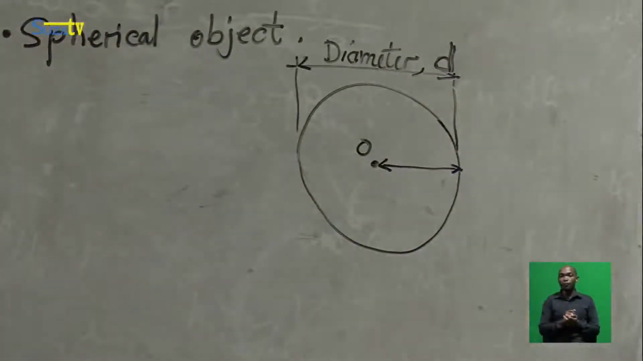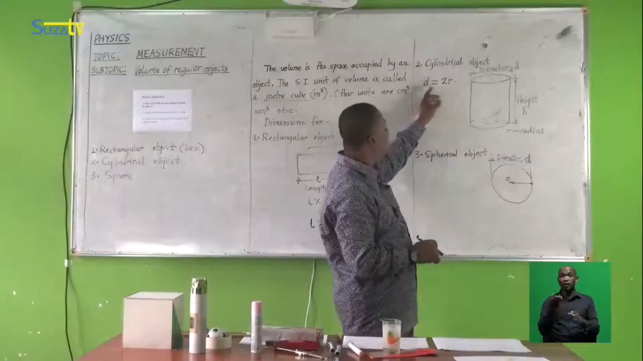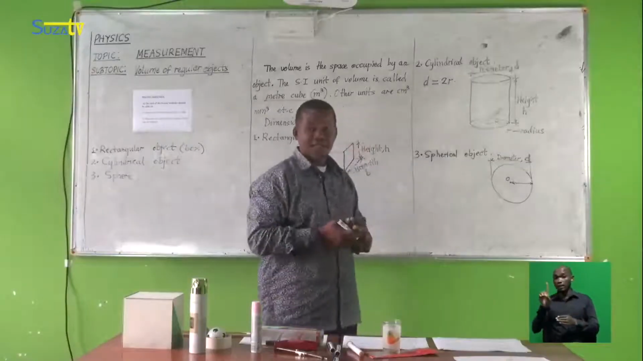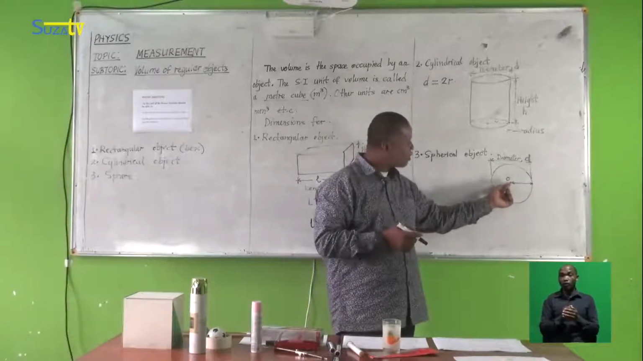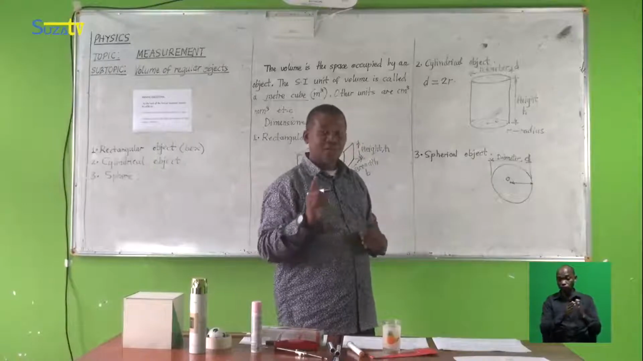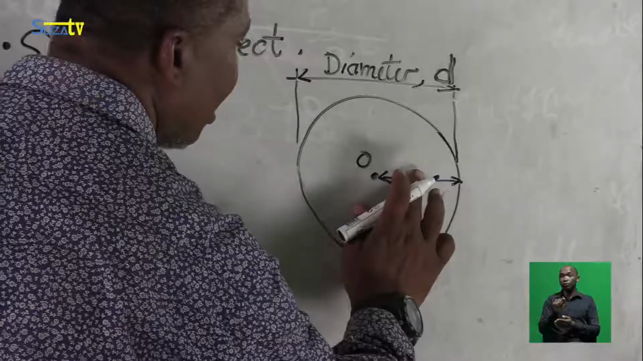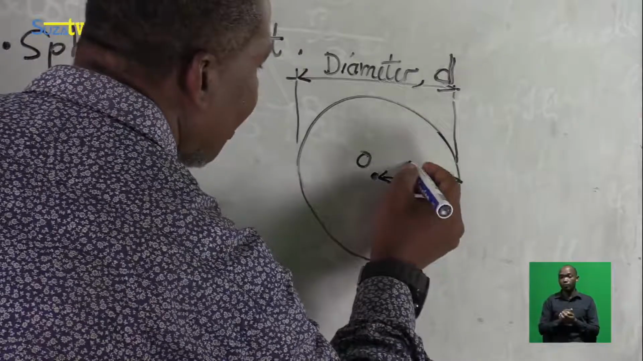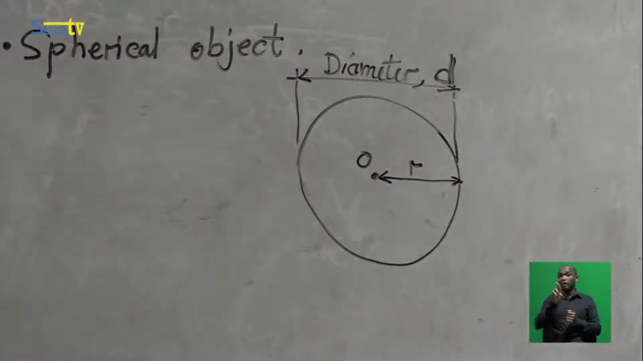So that is the diameter. Of course, from number 2, we have seen that there is some relation between diameter and radius. So we have the distance from the center to the circumference there. Okay, this distance is called r. Let us write r, which represents the radius of the spherical object.